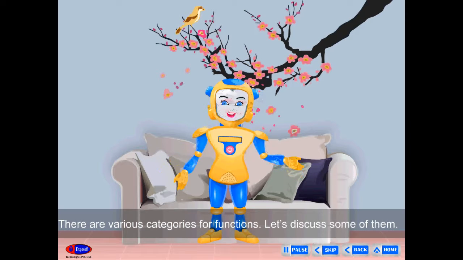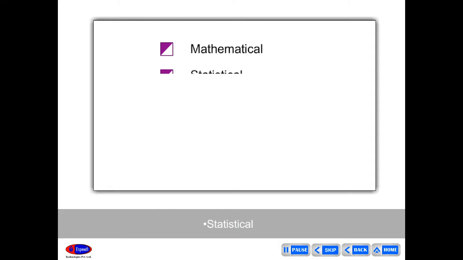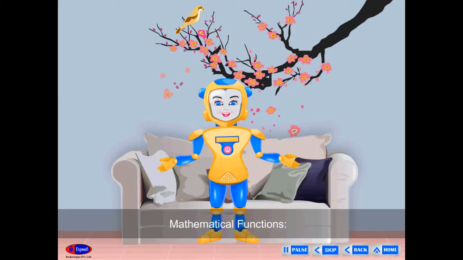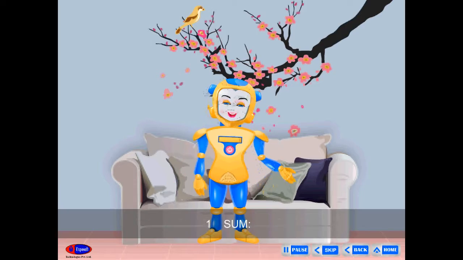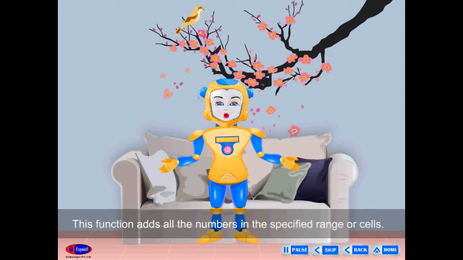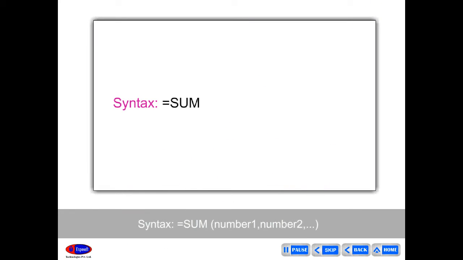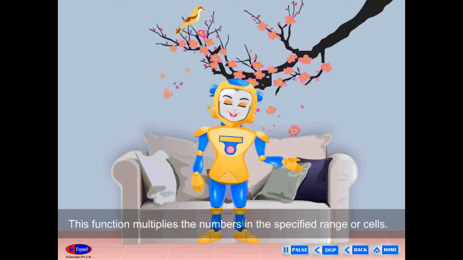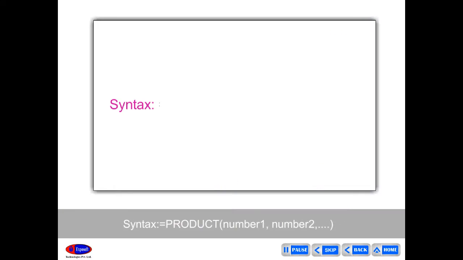There are various categories of functions. Let's discuss some of them: mathematical, statistical, date and time, logical, text. Mathematical functions: SUM, PRODUCT, POWER, FACT, SQRT. 1. Sum. This function adds all the numbers in the specified range or cells. Syntax: =SUM(number1, number2). 2. Product. This function multiplies the numbers in the specified range or cells. Syntax: =PRODUCT(number1, number2).